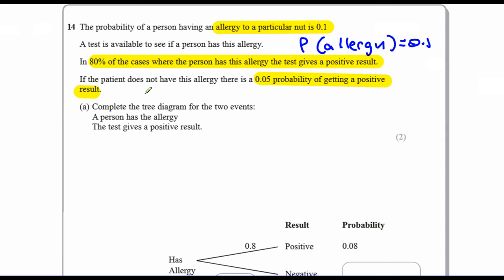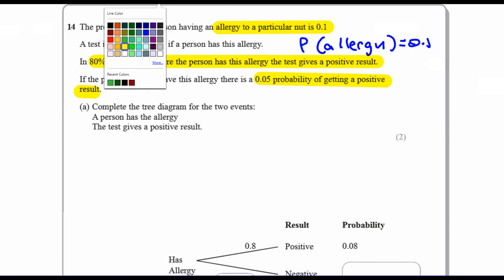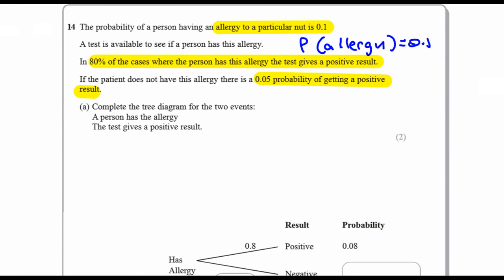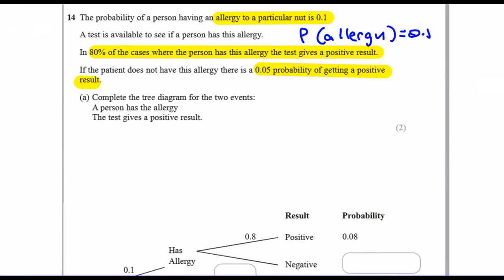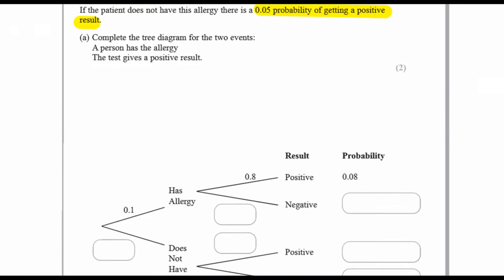If a patient does not have this allergy, there's a 0.5 probability of getting a positive result. So that means that you've gone to have a test, and it's meant to test if you've got an allergy. You don't have the allergy, but it tells you it does. It tells you that you do, which isn't very good. Okay, but it happens sometimes. Complete the tree diagram for the 2 events.